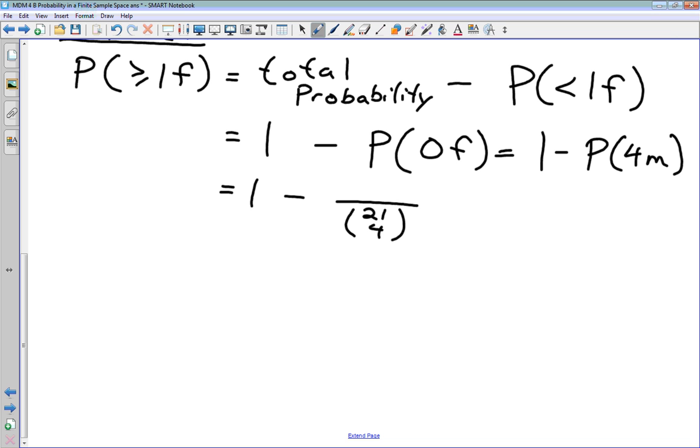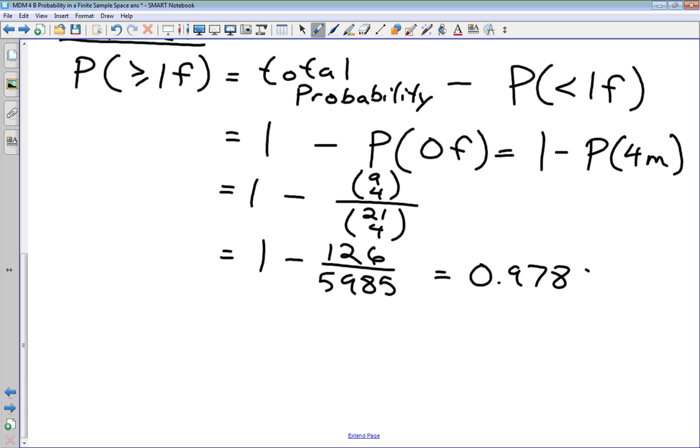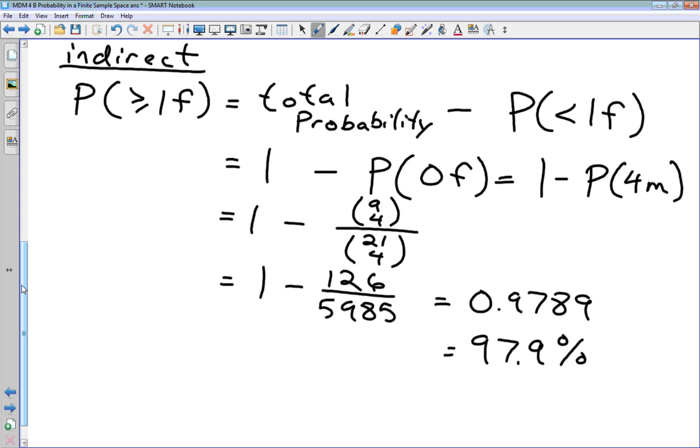So how do we choose our 4 males? Well, we have 9 to choose from. We want to choose 4 of them. So our probability is going to be 1 minus 9 choose 4 over 21 choose 4, which is 1 minus 126 over 5985, which works out to 0.9789 or 97.9%. Same thing we had previously. So the direct method and the indirect method should always give you the same answer here. Usually the indirect method is just a little bit shorter.